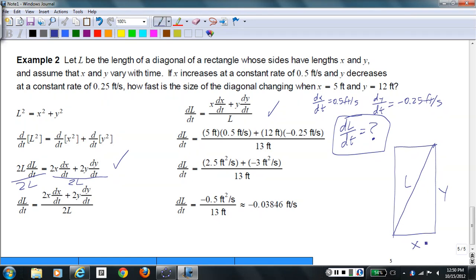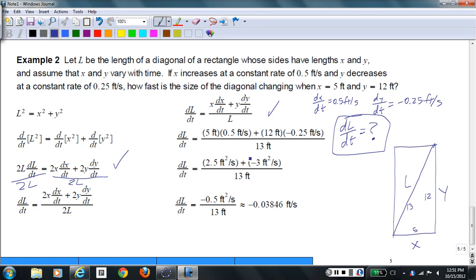If we know that this is 5 and this is 12, this is going to be the square root of whatever 5 squared plus 12 squared is. So the square root of 169 is 13. So that wasn't given, but that wasn't difficult either. So we come up with the length of the diagonal at that point in time.